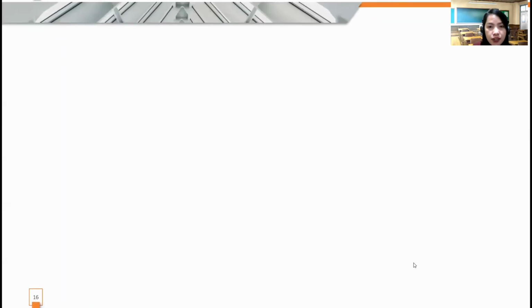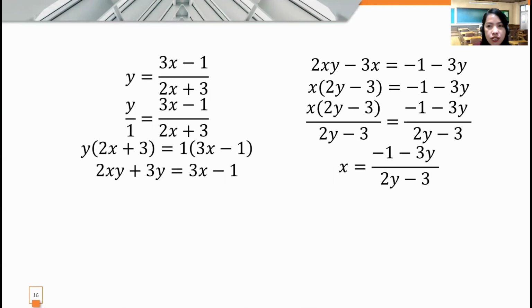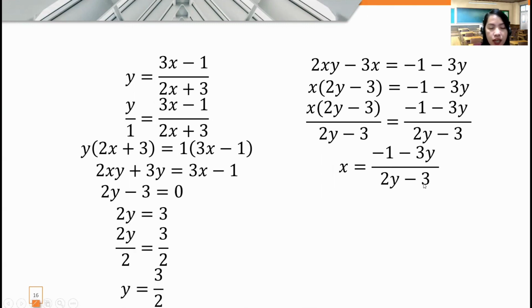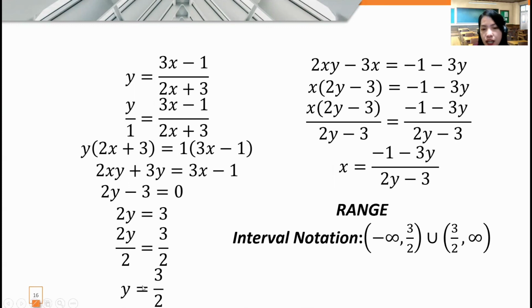Next is to get the range. Solve for x in terms of y. The denominator here, 2y minus 3. Equate that to 0. Get the value of y. This is the restriction in the range of the given rational function. Therefore, this is the range, the union of these two sets.